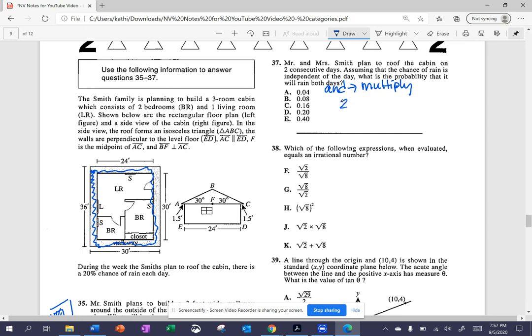So this is going to be 2 out of, or 20. 20% is 20 out of 100. 20 out of 100 equals 0.04 probability, which is a 4% chance.